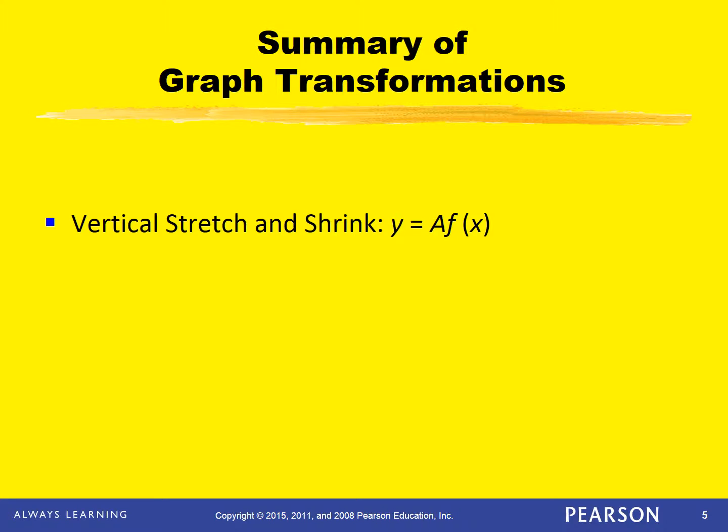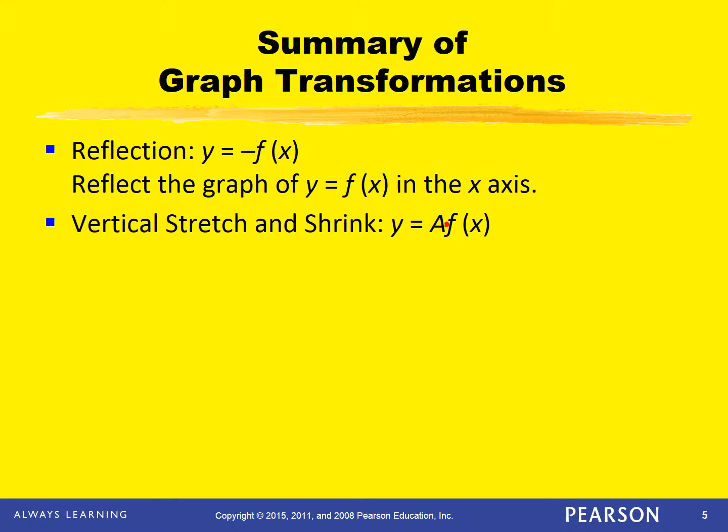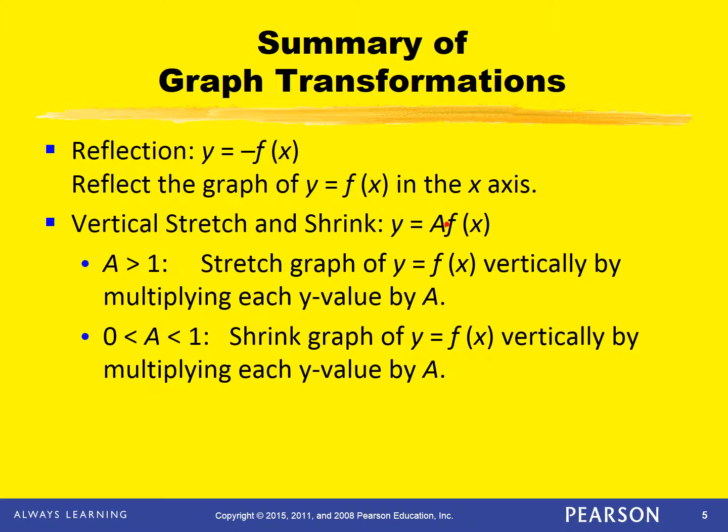Now in this video we learned about vertical stretch and shrink. F of x is now multiplied, not added, but multiplied by a number a. If that number a happens to be -1, it's a reflection through the x-axis. If it's multiplied by a number greater than 1, vertical stretch. If a number less than 1, vertical shrink or compression.